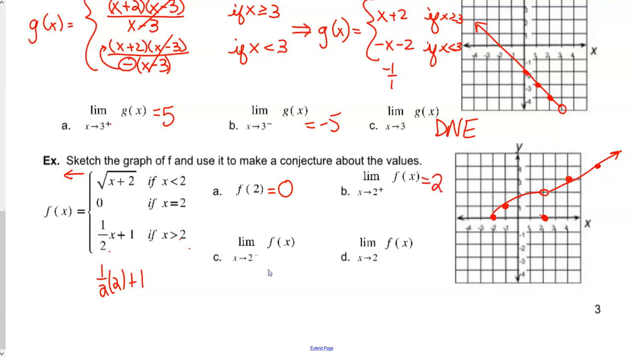And if I come from the negative direction of x equaling 2, I'm along that square root function. As I get closer and closer and closer there, then I hone in around that value of 2. And to find the two-sided limit without a plus or minus on there, we have to assess the limit from the right and the limit from the left. Notice that they are equal. Therefore, our limit two-sided is going to be 2 as well. Okay? All right, very good.